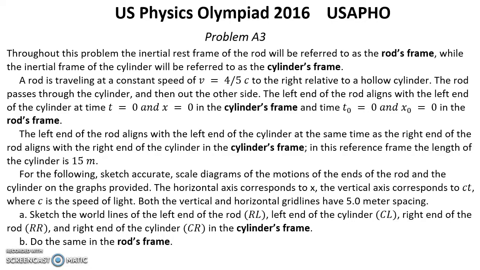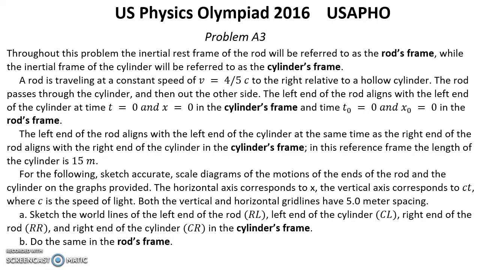The left end of the rod aligns with the left end of the cylinder at time t equals 0 and x equals 0 in the cylinder's frame, and time t0 equals 0 and x0 equals 0 in the rod's frame. The left end of the rod aligns with the left end of the cylinder at the same time as the right end of the rod aligns with the right end of the cylinder in the cylinder's frame. In this reference frame, the length of the cylinder is 15 meters.